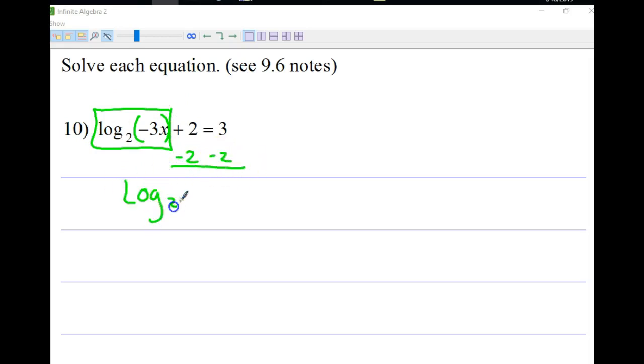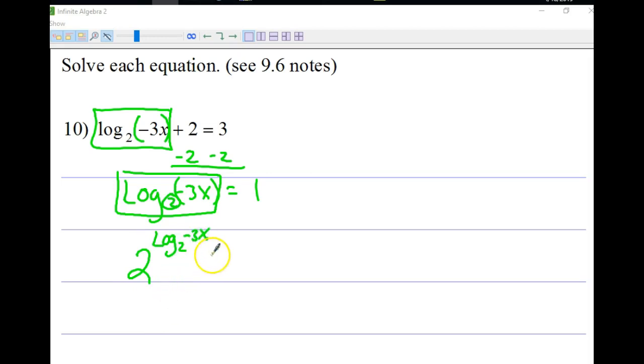So I've got log base 2 of negative 3x equals 1. Okay. The next thing we're going to do, this is a tricky one, we're going to exponentiate both sides. That means I'm going to take this and make it an exponent of this base here, which is 2. So 2 to the log base 2 of negative 3x. And whatever you do to one side, you do the other. So now this is going to become an exponent of the same base. So both of these become an exponent of 2.